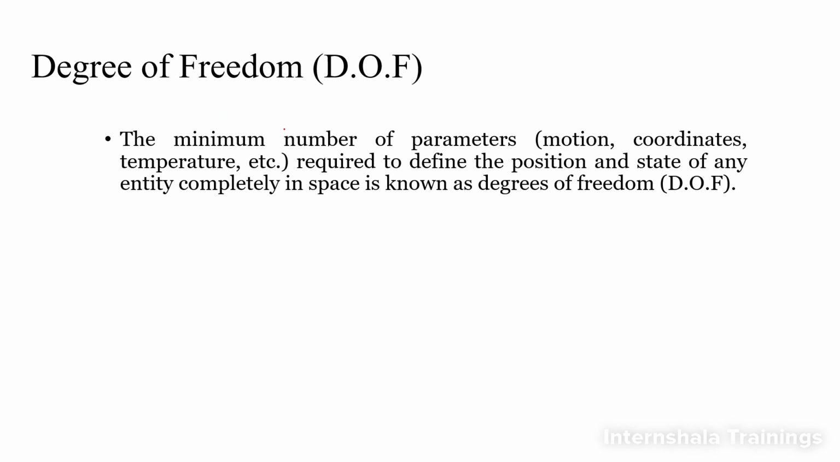It is the minimum number of parameters that are required to define a position, or let us say state. Remember these two terms, position and state, of any system in space. That is known as degrees of freedom.